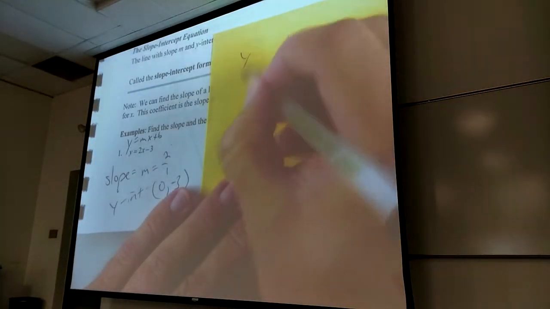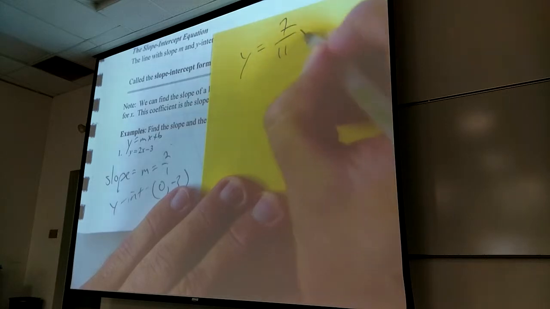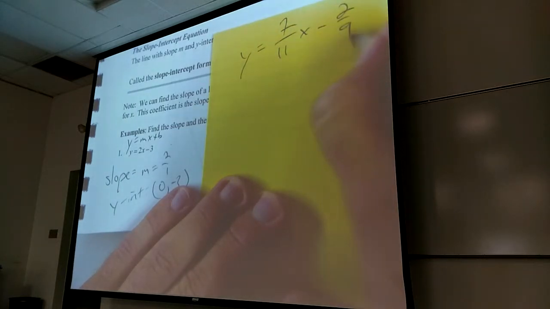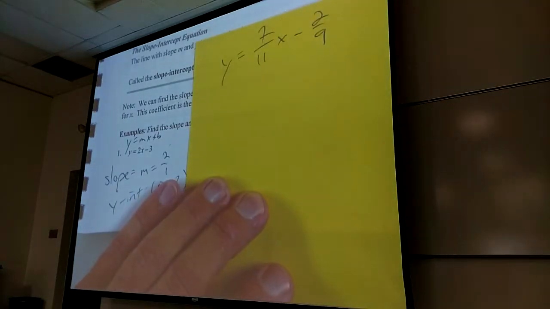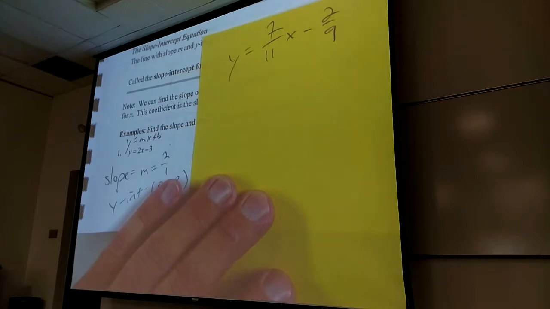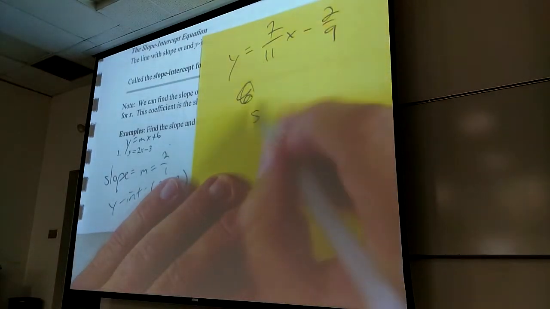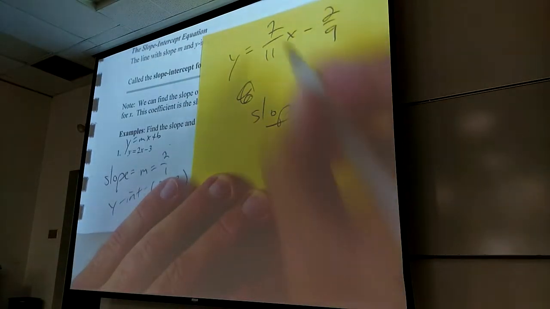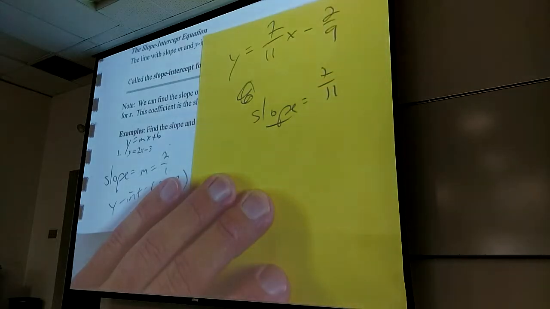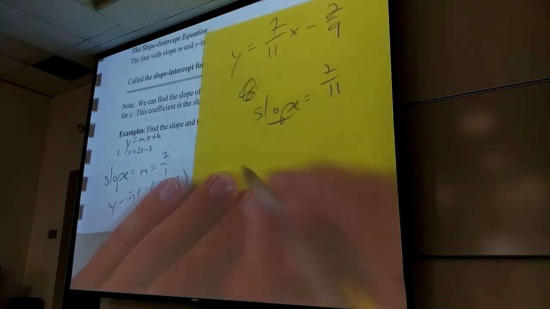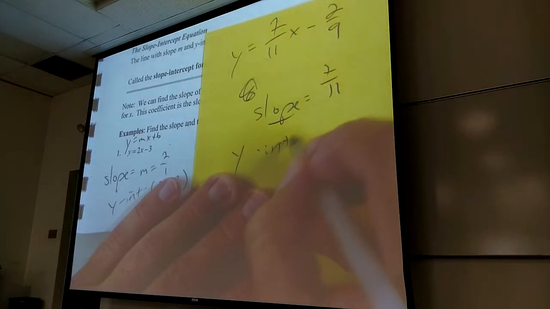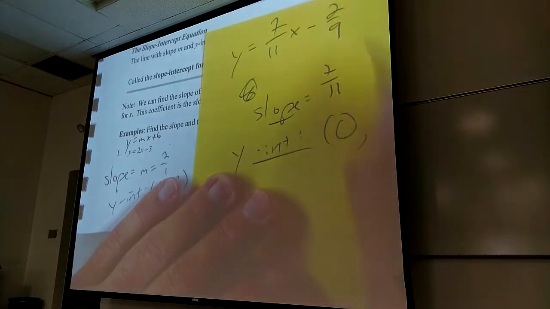So another example before we go to this next one. If I had y equals 7 over 11x minus 2/9. You hope I don't say graph this, right? No, what is the slope? 7 over 11. And what's the y-intercept? 0, whatever is there.